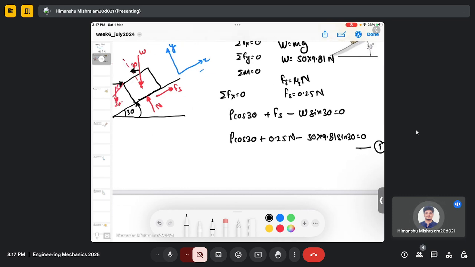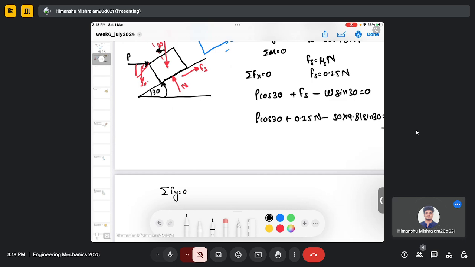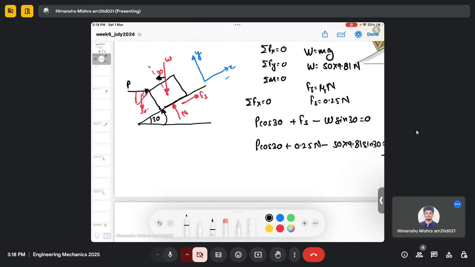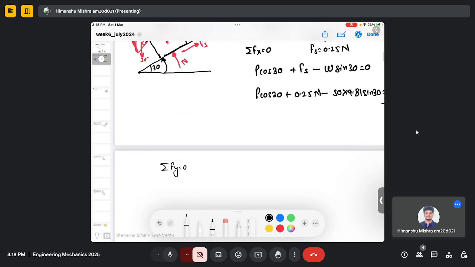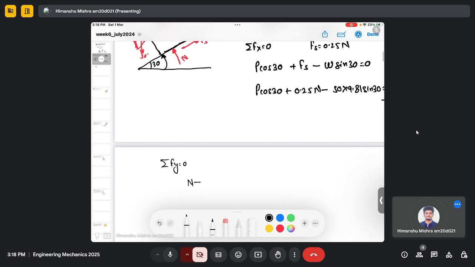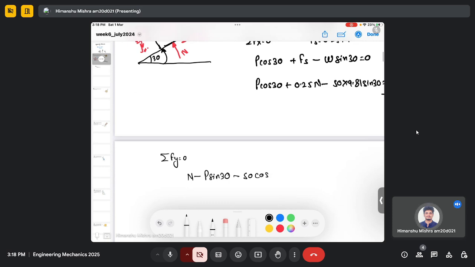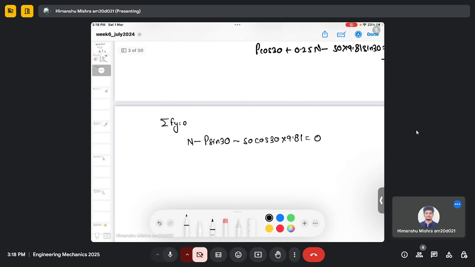Of course, here P and N are the unknown quantities. So if we write the equation for the summation of force in the y direction equal to 0, then we will have N minus P sine 30 minus 50 cos 30 multiplied by 9.81 equals 0, and this will be our equation 2.